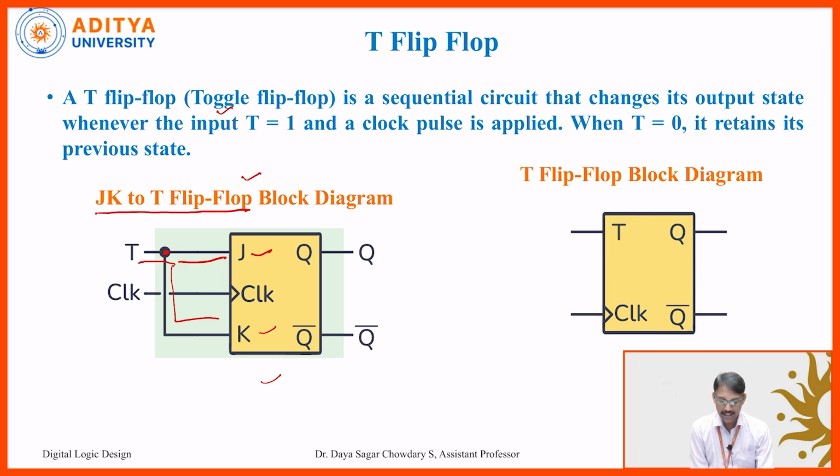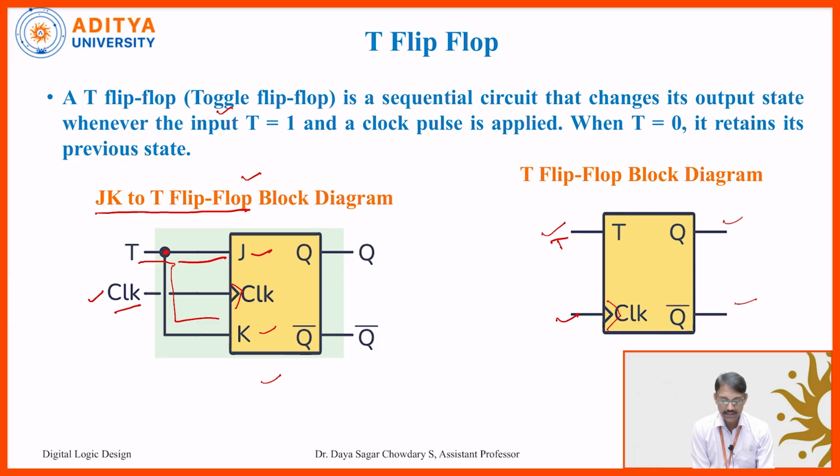In the second block diagram, the T input is the single input, and as usual Q and Q bar are the outputs, and our clock signal is the controlling signal. Here CLK is defined, and the angle mark indicates that this is an edge triggered clock signal. We call this an edge triggered T flip-flop.